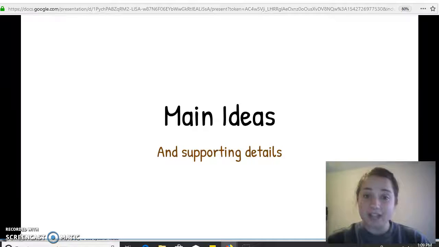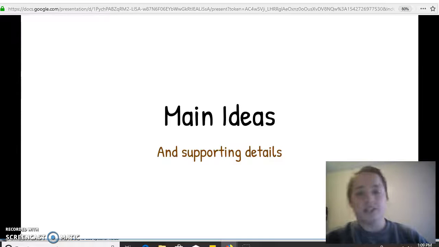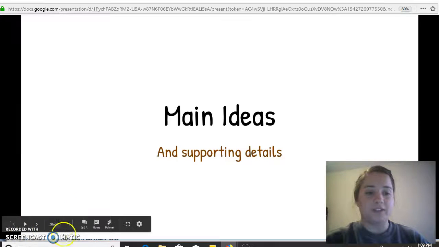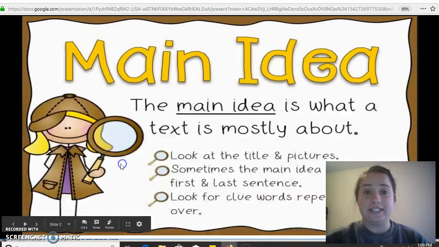Today we're going to be talking about what main ideas are and supporting details. First off, I want to ask, who can tell me what is a main idea? Here we would pause and reflect for students to answer. Good, I like your ideas. Let's take a little bit deeper of a look at what the definition of a main idea is.